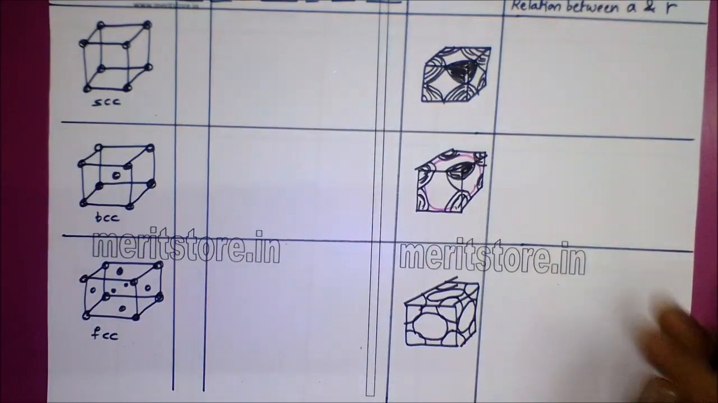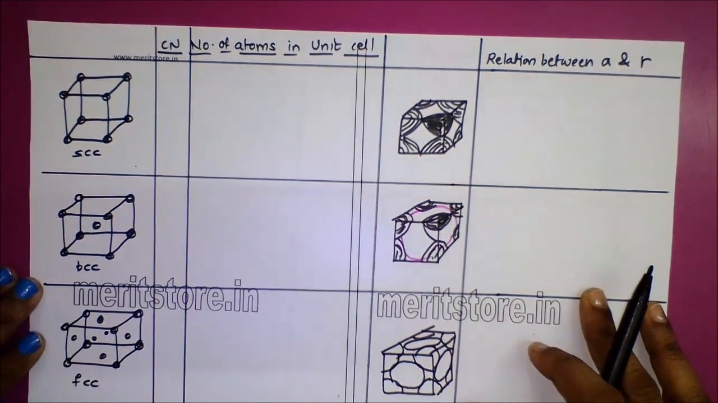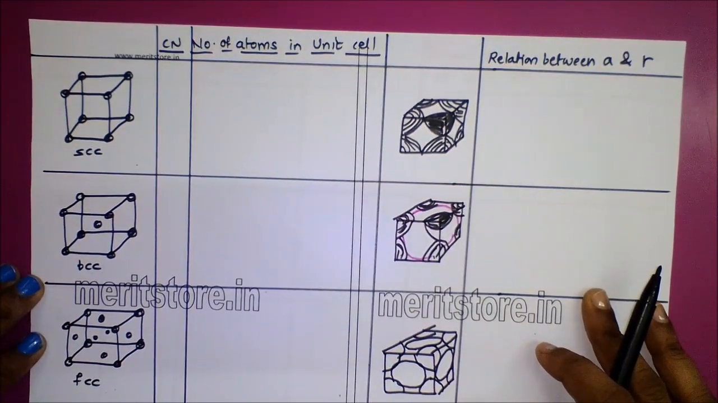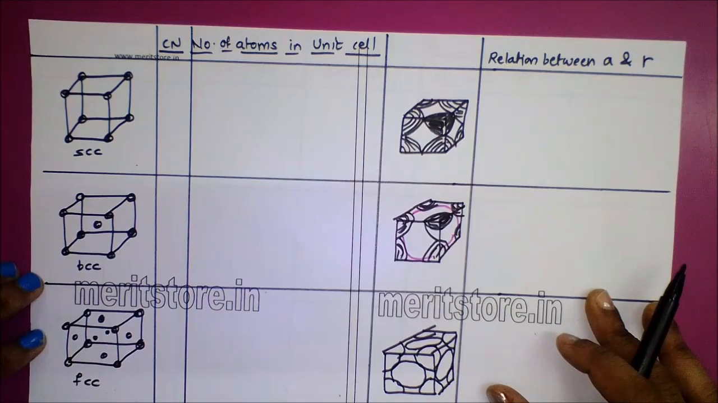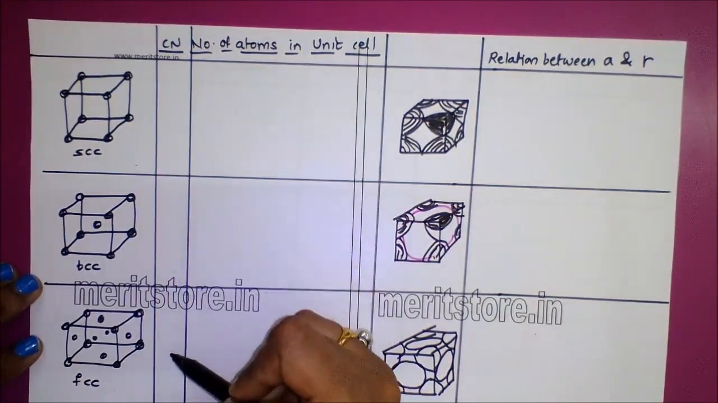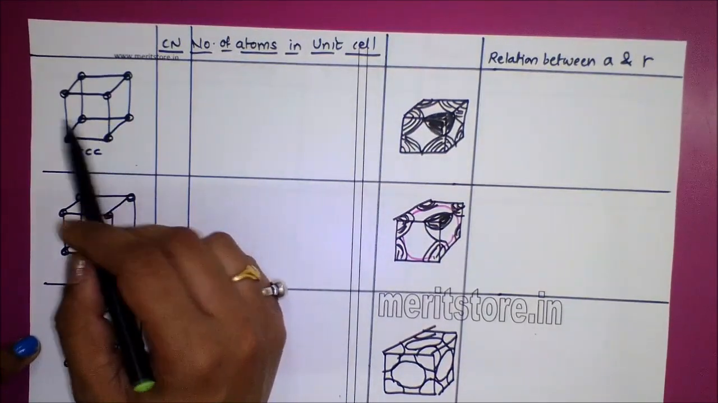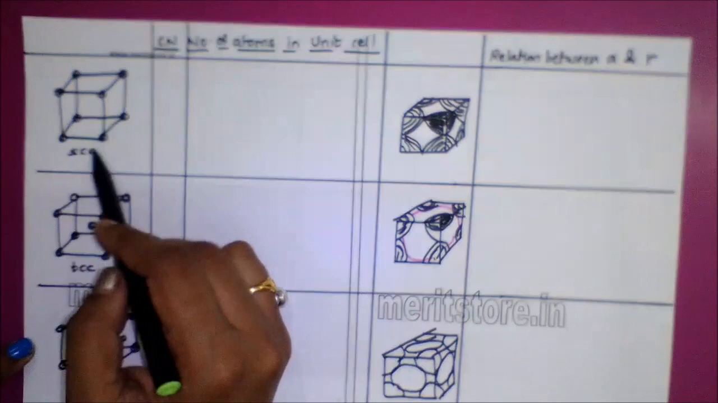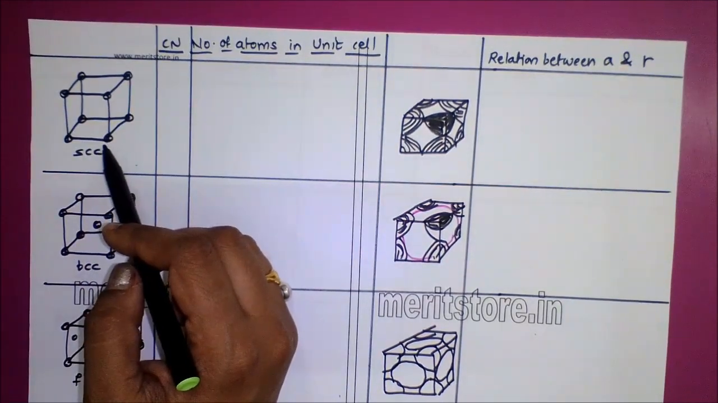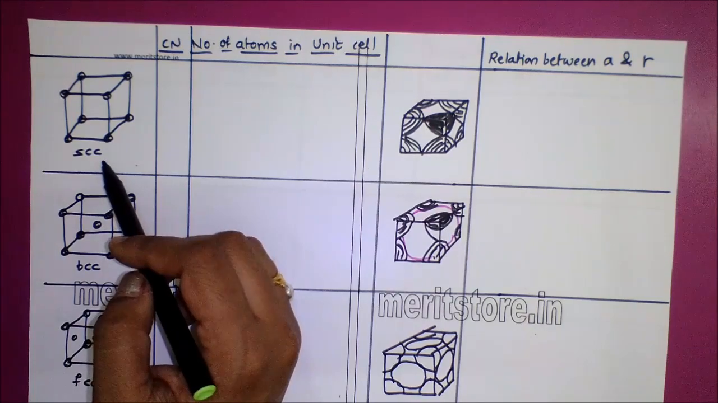Now out of these 14 Bravais lattices, we will be talking about only the 3 Bravais lattices of cubic type. We will be talking about first SCC, then BCC and then FCC. In case of SCC, you can see there are 8 atoms at the corners of the cube. So we call this a simple cubic arrangement or a primitive cubic arrangement.